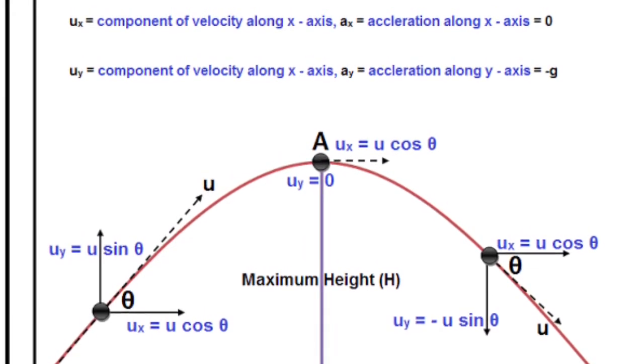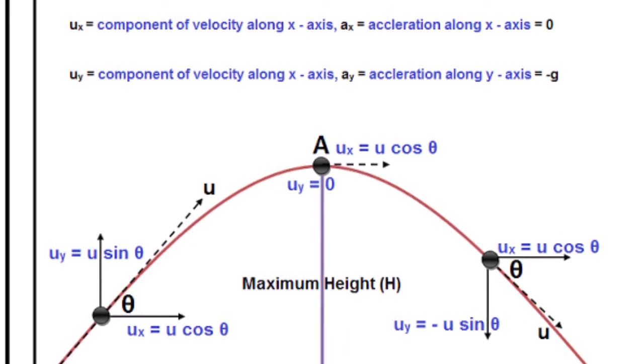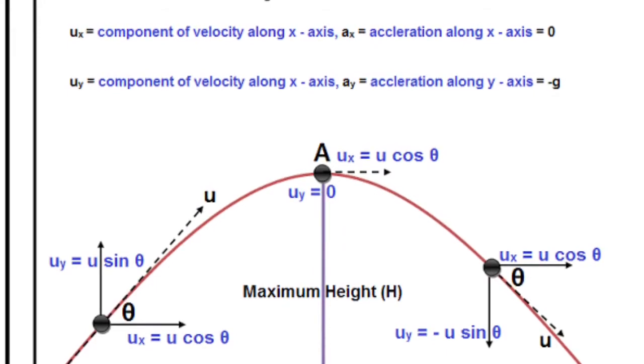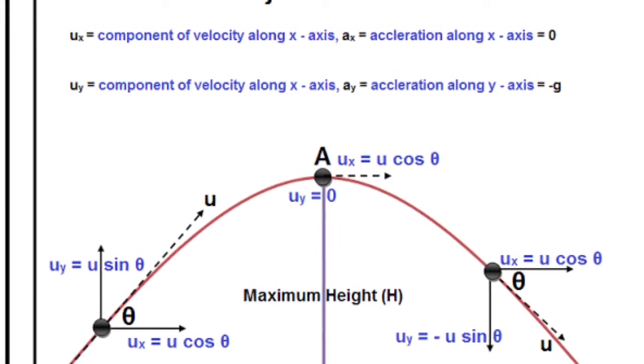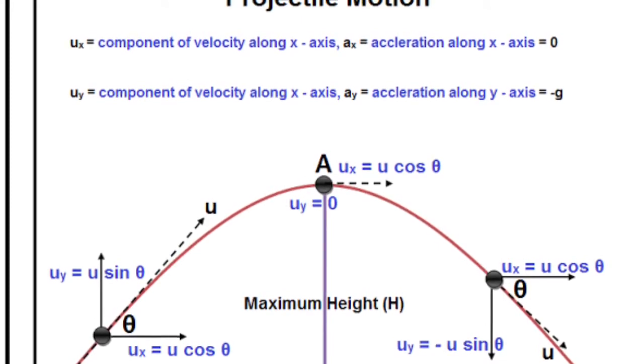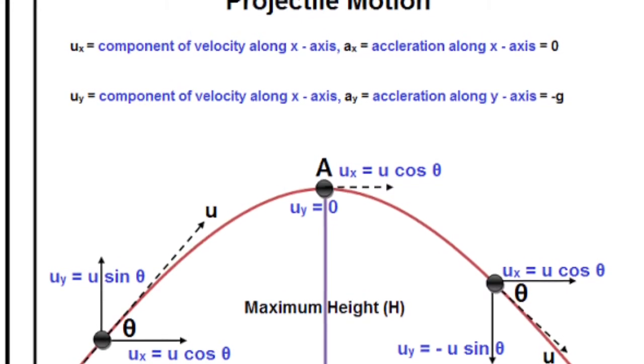Due to the absence of horizontal forces, a projectile remains in motion with a constant horizontal velocity. Horizontal forces are not required to keep a projectile moving horizontally. The only force acting upon a projectile is gravity.